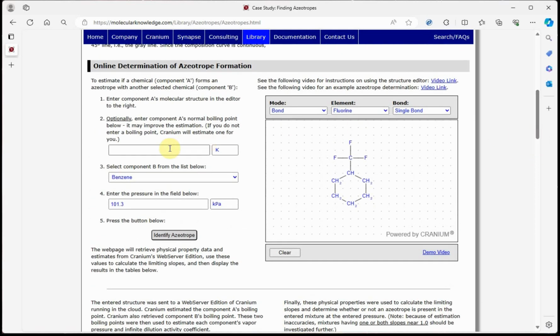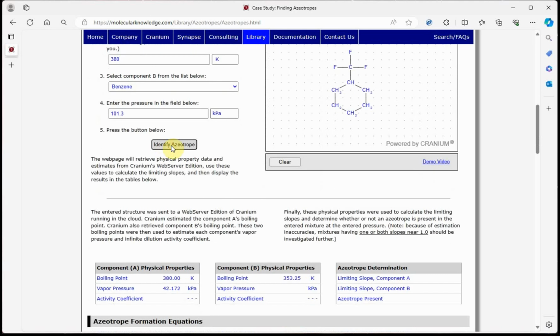If we enter, for example, 380 K, and again press the Identify Azeotrope button, we see that Cranium now uses this entered boiling point value to calculate the required vapor pressure, activity coefficients, and limiting slopes. The value of these slopes now indicate that an azeotrope is not present.